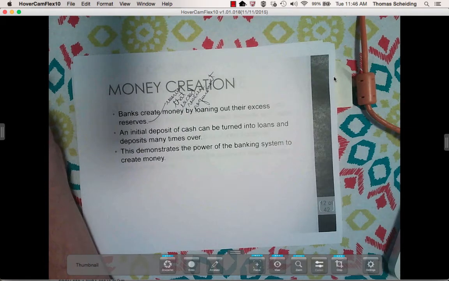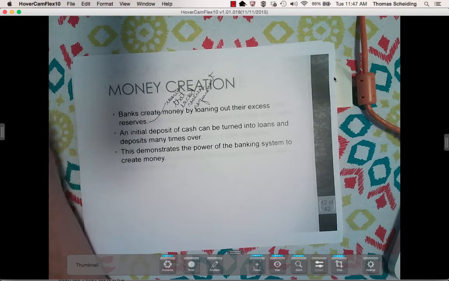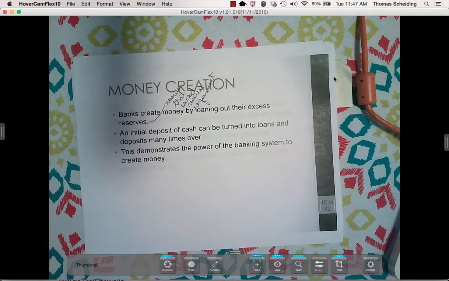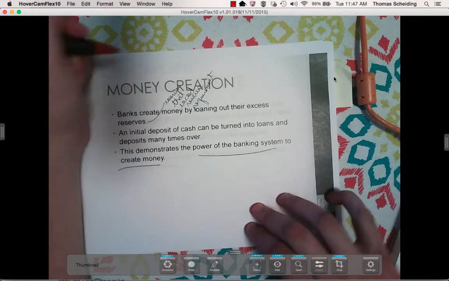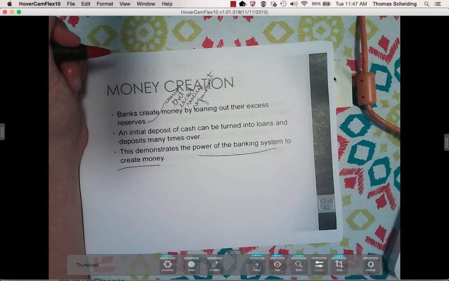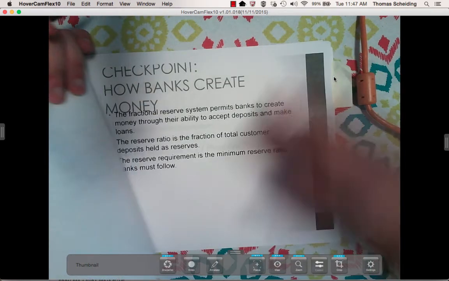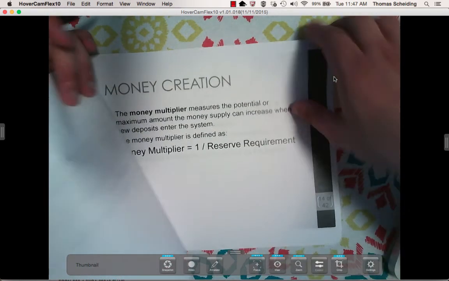What that then means is that as the banks are lending out money to people, people then spend that money. And when they spend that money, it's deposited by someone else, and then it's lent out again. And you get the idea of how the money creation process works: the money is continually being lent out.